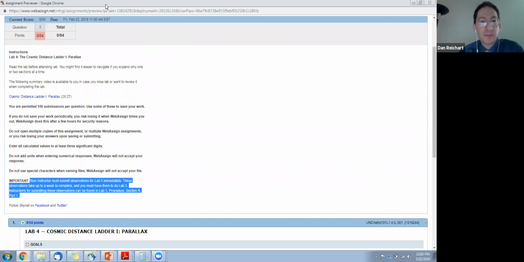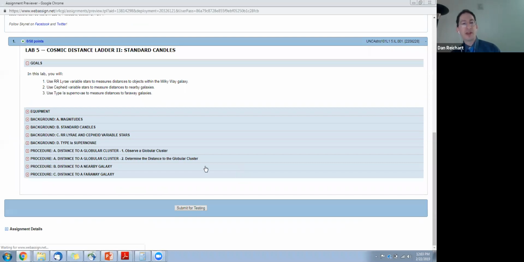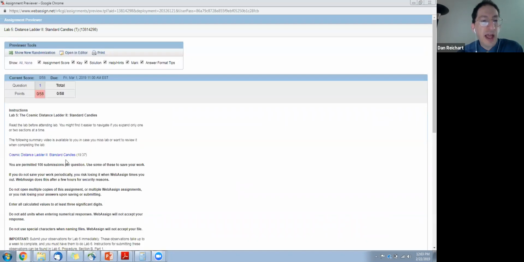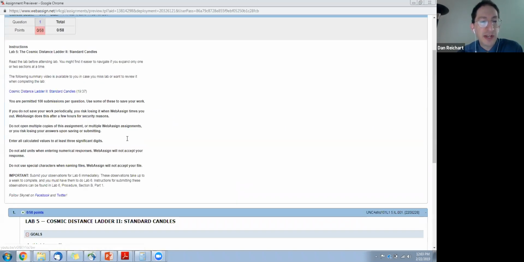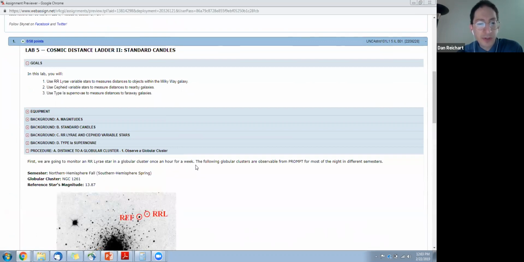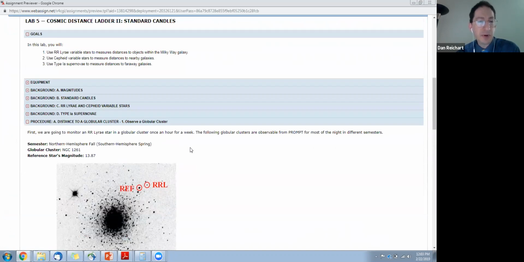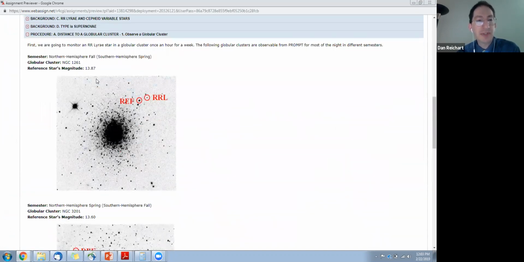So let's put lab 4 aside for a second. I'll load up lab 5 and show you how we put this RR Lyrae observation in. Then we'll use it next time. So here we are in lab 5, Cosmic Distance Ladder Part 2, Standard Candles, and observe a globular cluster. In the lab, there are 3 globular clusters for different times of the year.